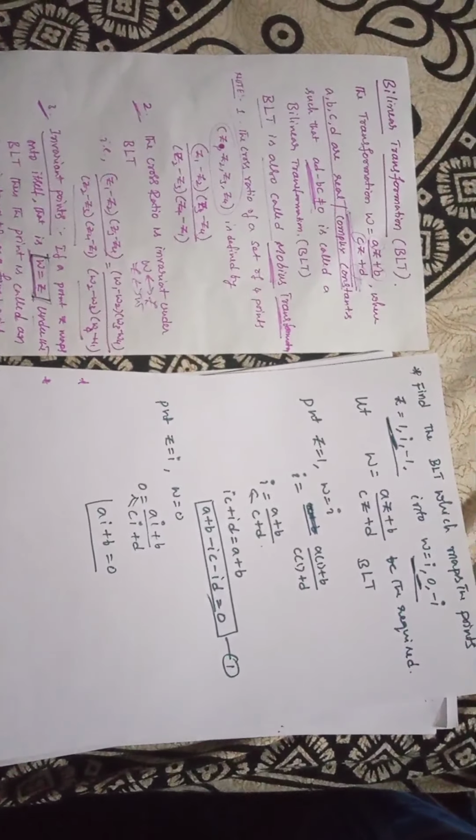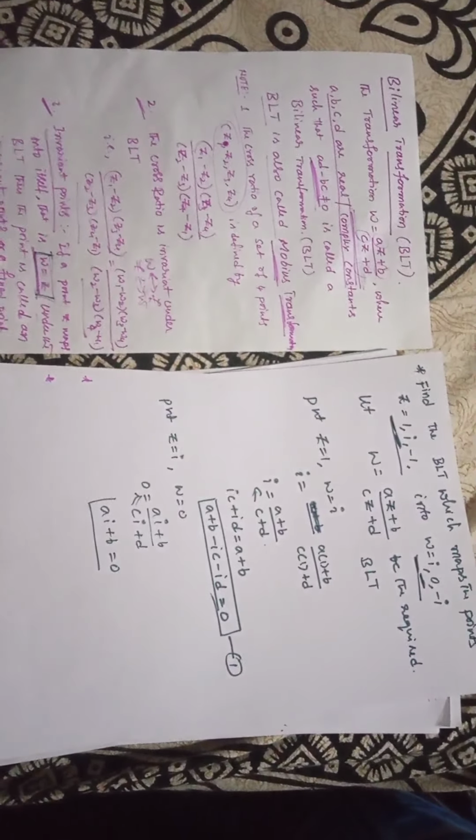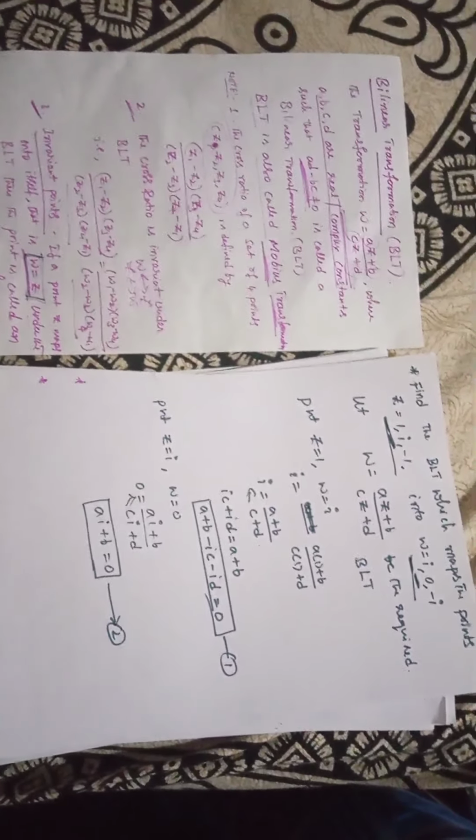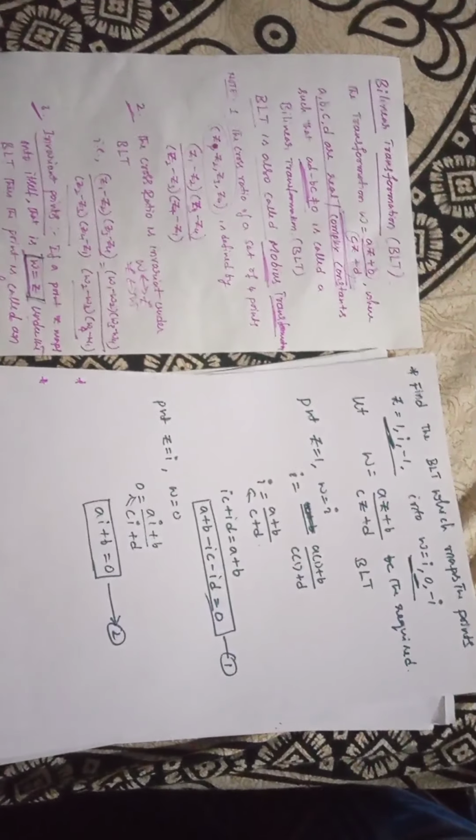a i plus b equal to 0. This is our second equation.